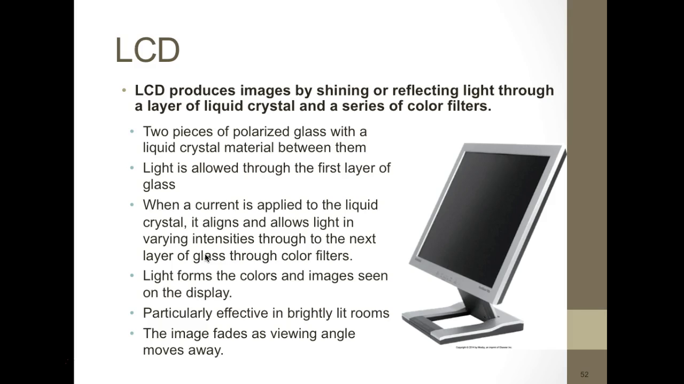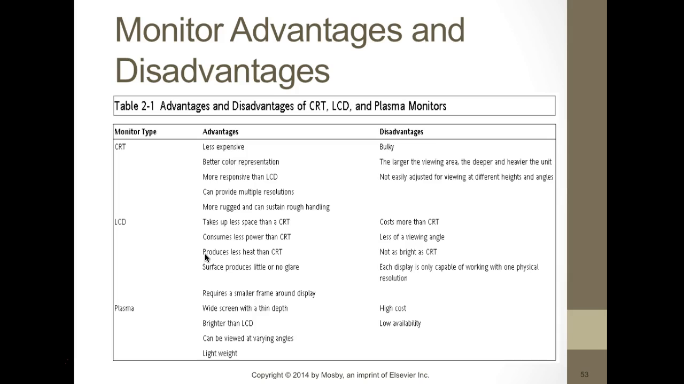It's particularly effective in brightly lit rooms. So your cathode ray tubes do not do well in a brightly lit room, whereas these LCDs do really well in our workrooms. The image fades as the viewing angle moves away. So with the cathode ray tubes, you can be at an angle to the monitor and be able to see it just fine. But with these LCDs, you need to be looking at them straight on or else you can't see well. So there are monitor advantages and disadvantages between your CRT, your LCD, and your plasma.